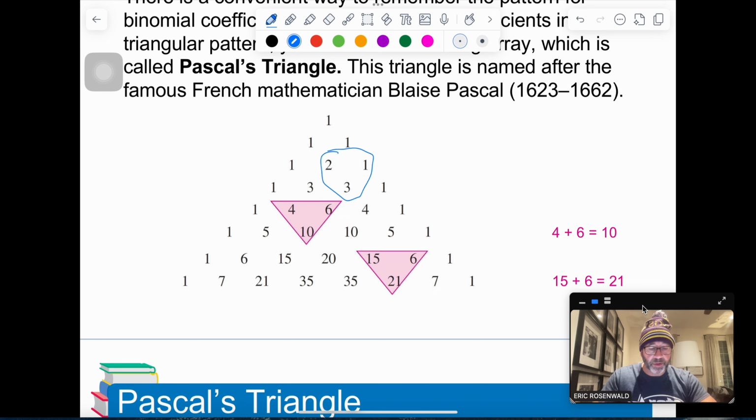2 plus 1 adds up to 3. 3 plus 1 adds up to 4. 4 plus 6 adds up to 10. The two values up above will always add up to the value that's down below it.